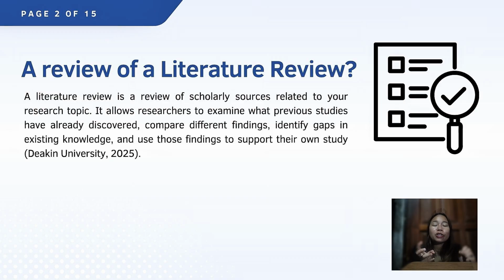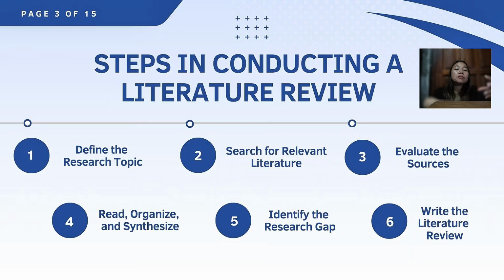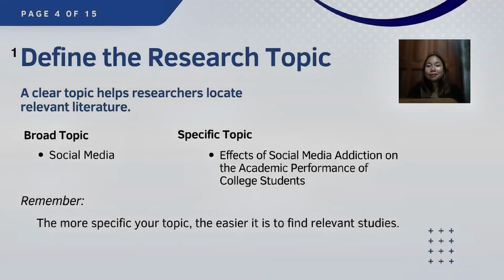a literature review. The six steps are: first, define the research topic. Second, search for relevant literature. Third, evaluate the sources. Fourth, read, organize, and synthesize the literature. Six, identify the research gap. And lastly, write the literature review. Okay, let's begin with the first step.